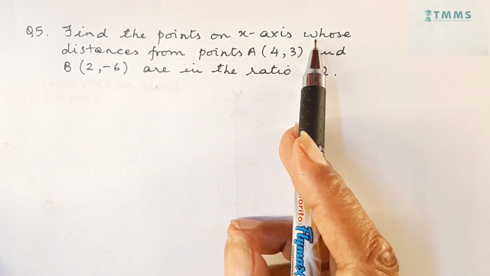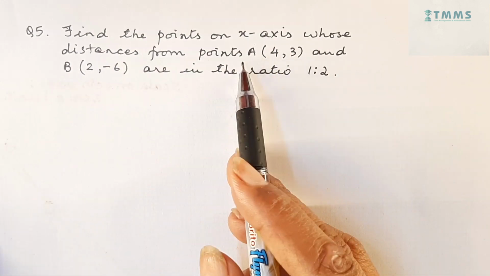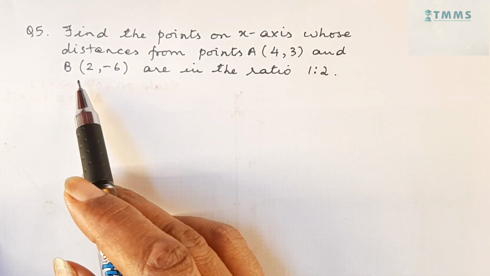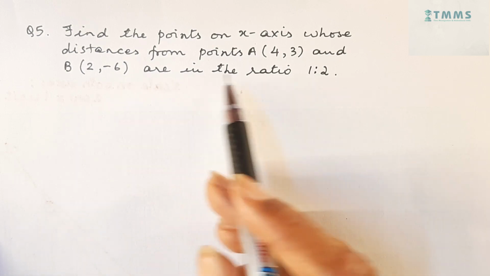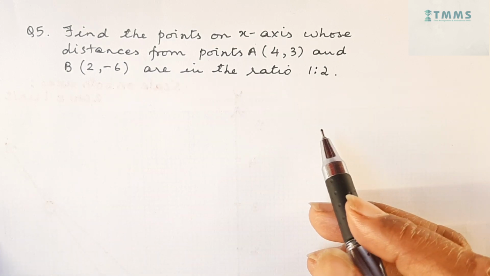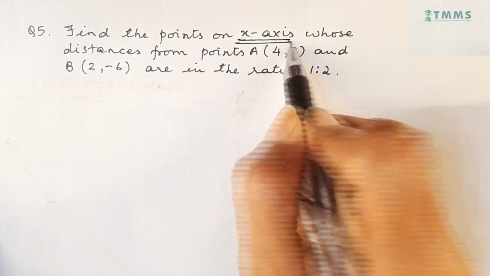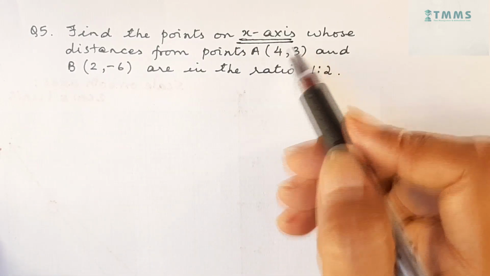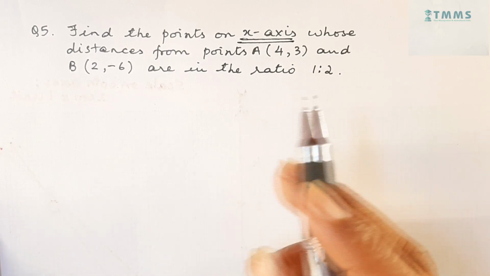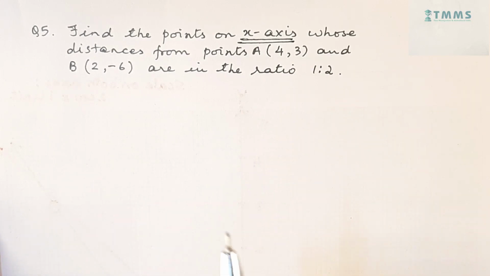Find the points on x-axis whose distances from points A (4, 3) and B (2, -6) are in the ratio 1:2. Now here, the points on x-axis. Remember tip number 2. The point on x-axis will be (x, 0). And we write just that by drawing the diagram.